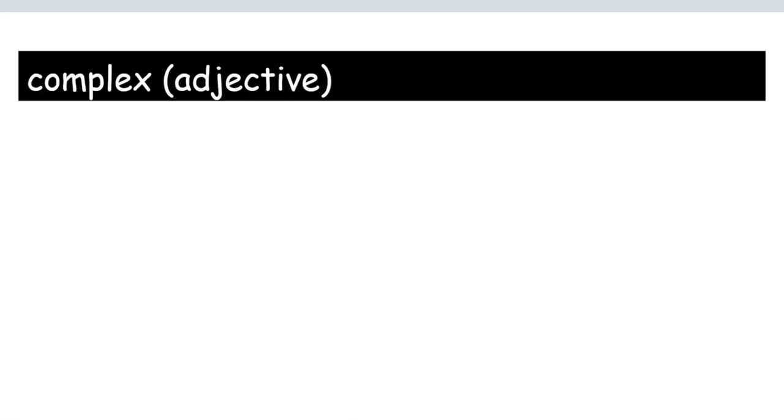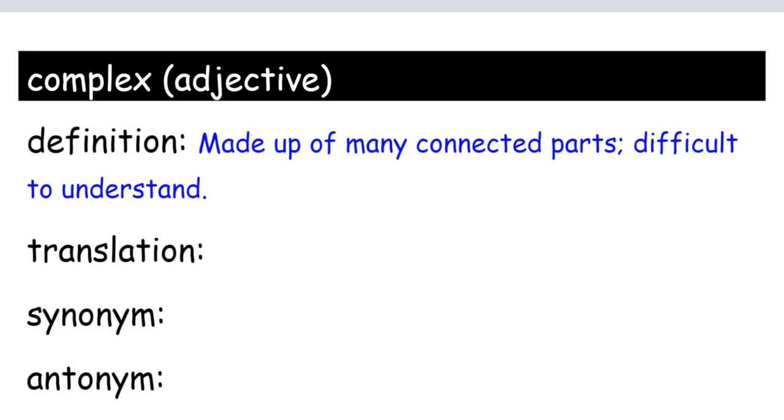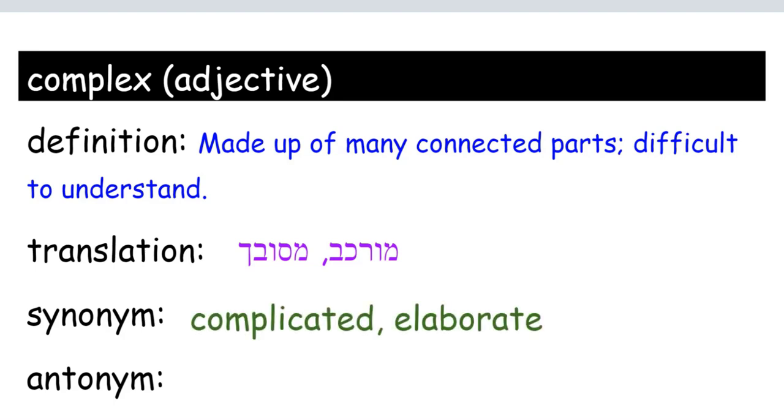And on to the next word, which is complex, which is an adjective, and it defines something that is complicated or made up of many connected parts, difficult to understand. How would you translate that? Pause the video, write it down in Hebrew on a piece of paper. Murkav, mesubach. A synonym for that would be complicated or elaborate. Something that's very complicated is something that is very complex. An antonym, the opposite of the word complex, could be simple.